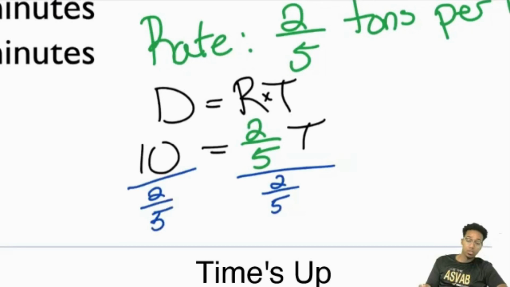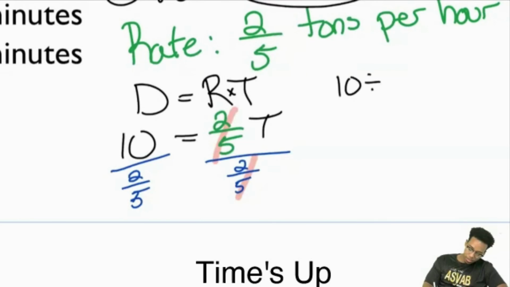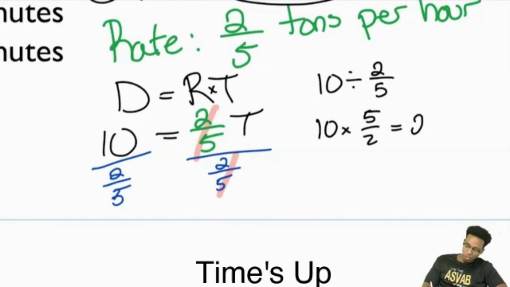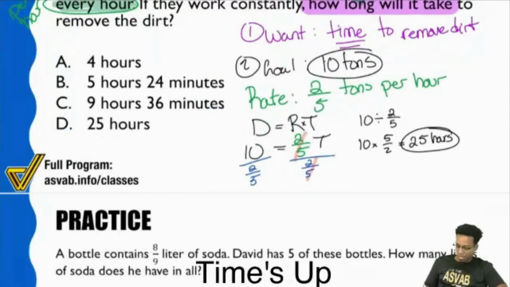And this turns into a dividing fractions problem, because you're going to have essentially 10 divided by 2/5, which turns into 10 times 5/2, which turns into, I'm saving you the time because I ran out of time here, 25 hours. And the answer there would be D, 25 hours.